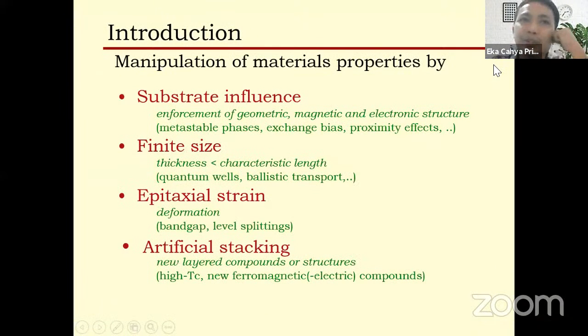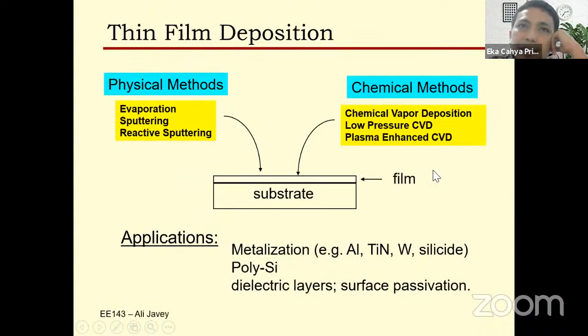We want to show you here how to manipulate the material. We have many strategies. We call it substrate influence or finite size, the thickness of the material, or epitaxial strain, band gap, or level splitting, or artificial stacking. Okay, so how to make a thin film itself? How to arrange atoms on the substrate? At least there are two methods: physical method and chemical method, to make a thin film, for example for a solar cell.